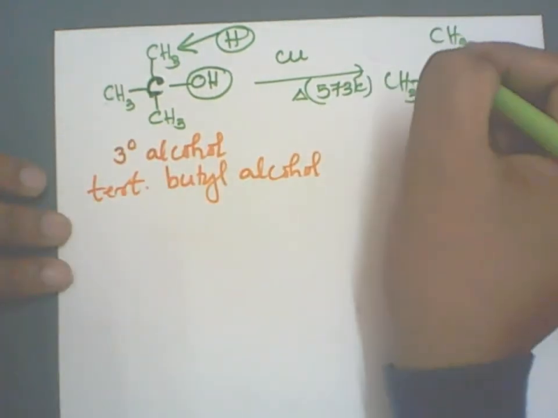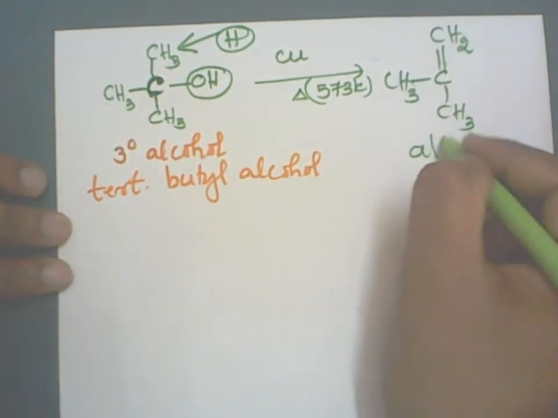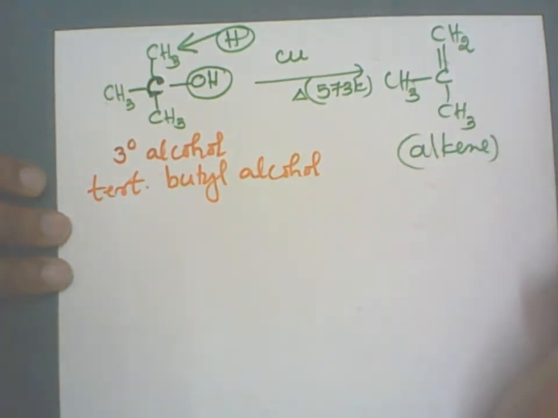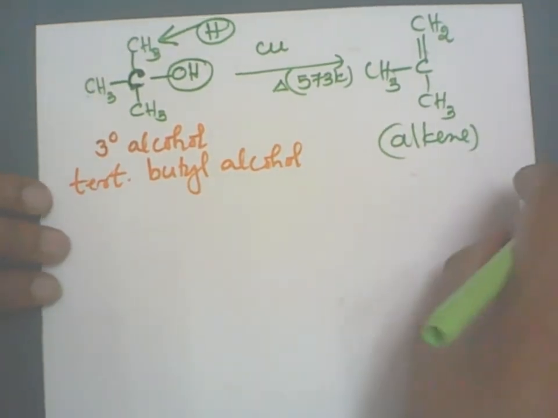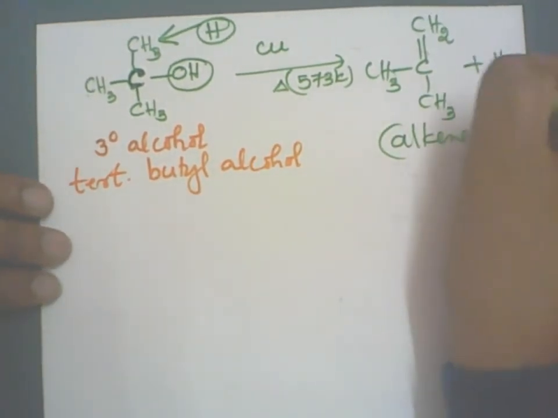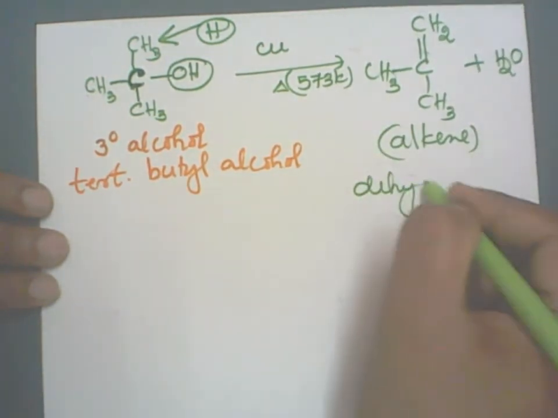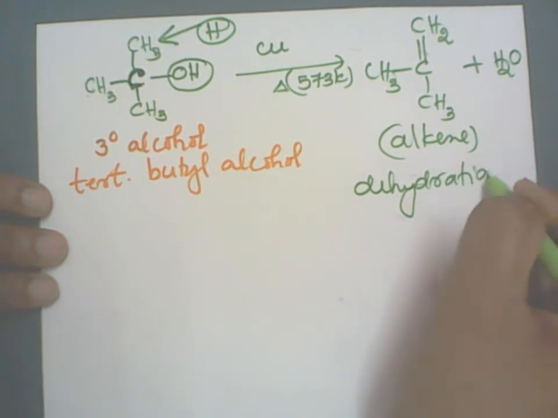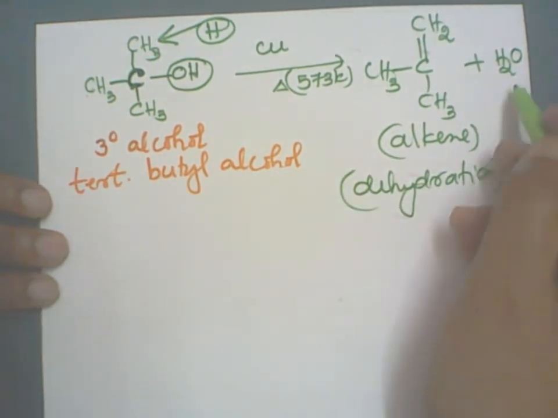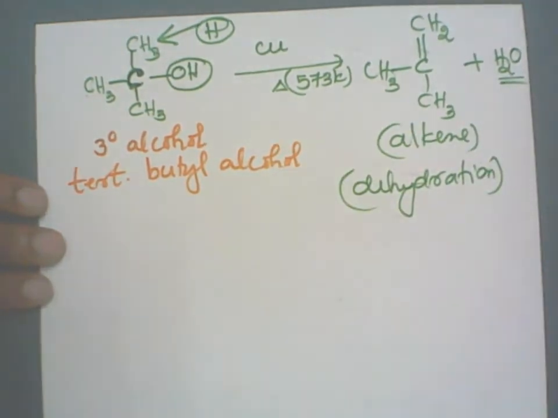To satisfy the valence, I should have the double bond. So this is the alkene. So side product is water molecule now. It is a dehydration, not dehydrogenation. Removal of water taking place, right?